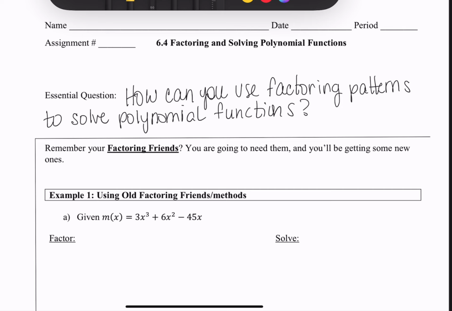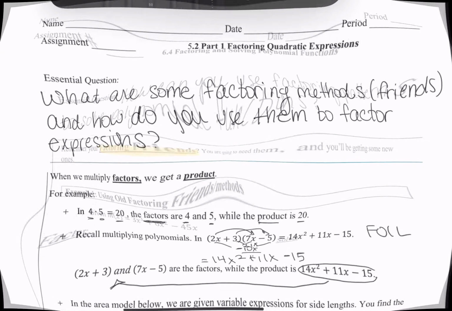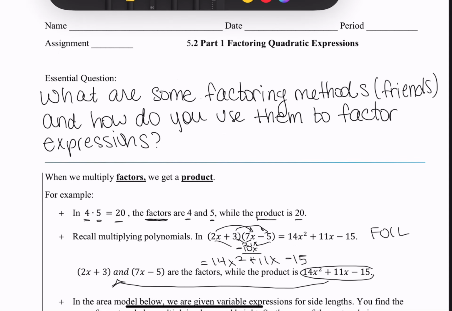Now, your factoring friends that we did in Unit 5 are going to be extremely helpful. You are going to use those 5 factoring friends in addition to new factoring friends that I will give you in the next video. So let's go find our factoring friends. Once upon a time, you were given some factoring friends to help you factor quadratic expressions. And I would suggest you go back and grab those factoring friends unless you know them really, really well.